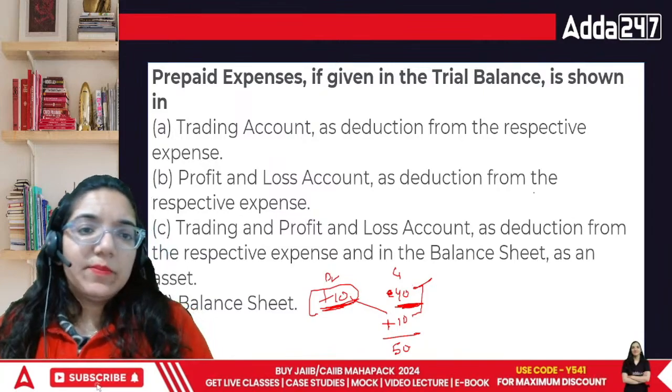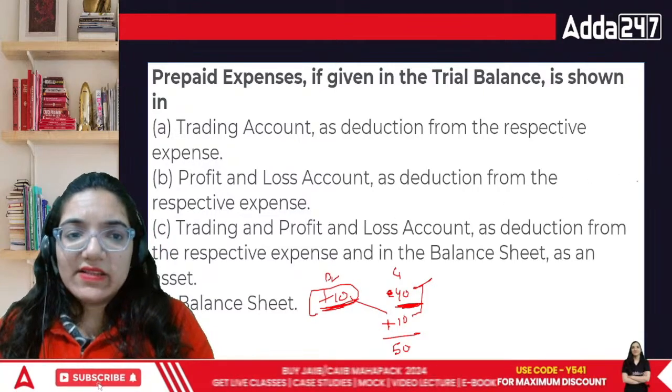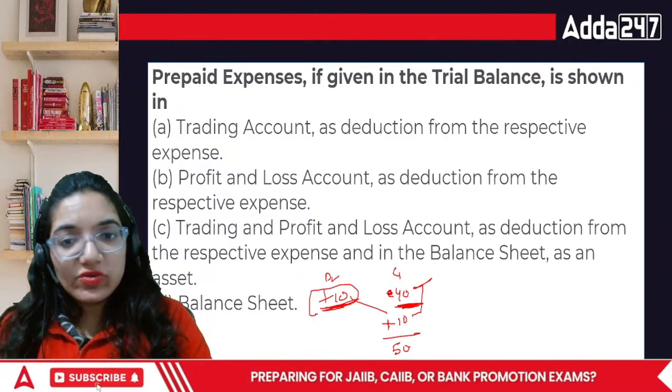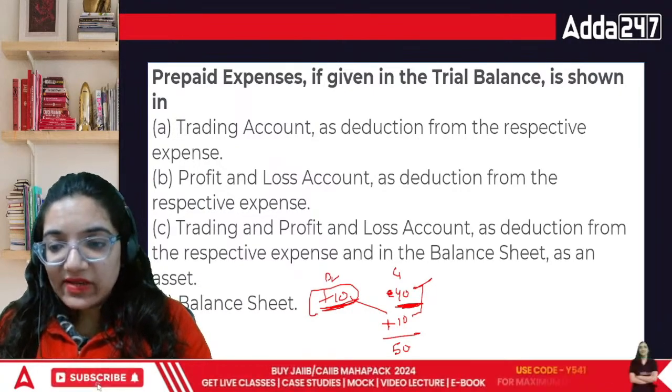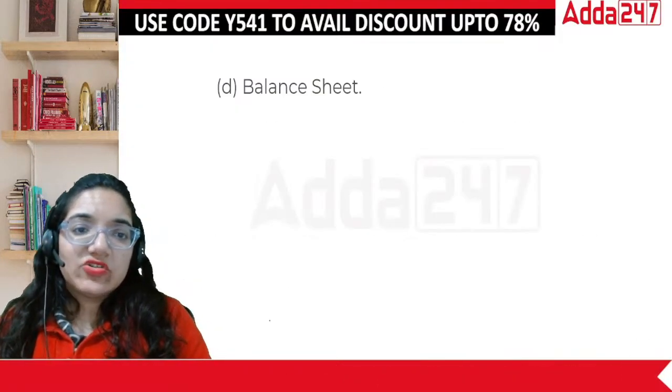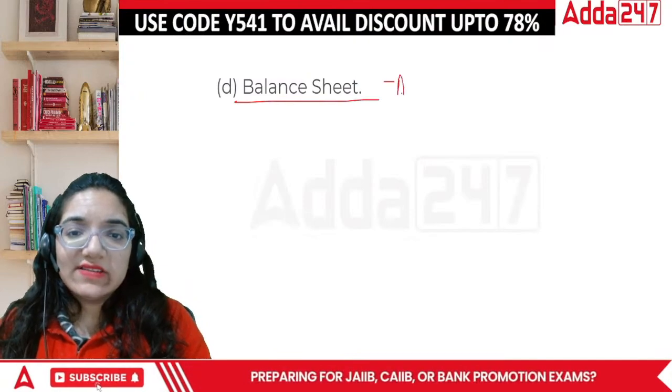Now, prepaid expenses, if given in the trial balance, is shown in prepaid expenses. That means the expenses which are paid in advance, and it is shown in the trial balance. If I've paid something in advance, it is always taken to the balance sheet. So it will be taken to the balance sheet as an asset.